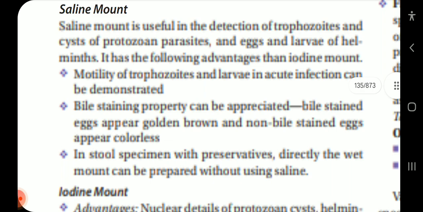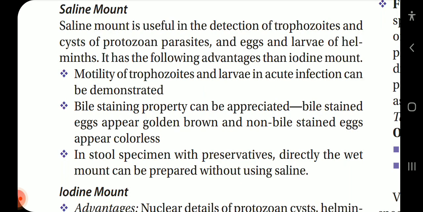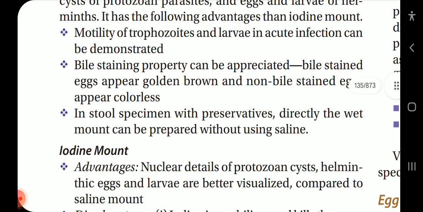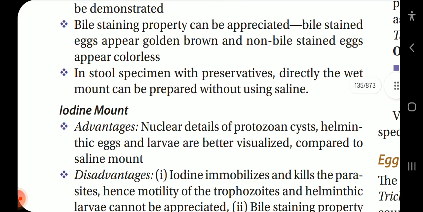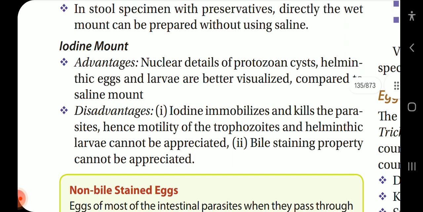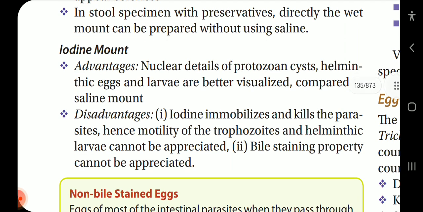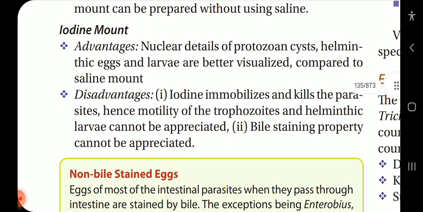Saline mount is useful in the detection of trophozoites and cysts of protozoan parasites and eggs and larvae of the helminths. It has the following advantages over iodine mount. Motility of trophozoites and larvae in acute infection can be demonstrated. Bile staining property can be appreciated. Bile stained eggs appear golden brown and non-bile stained eggs appear colorless. In stool specimen with preservative, the wet mount can be prepared directly without using saline.